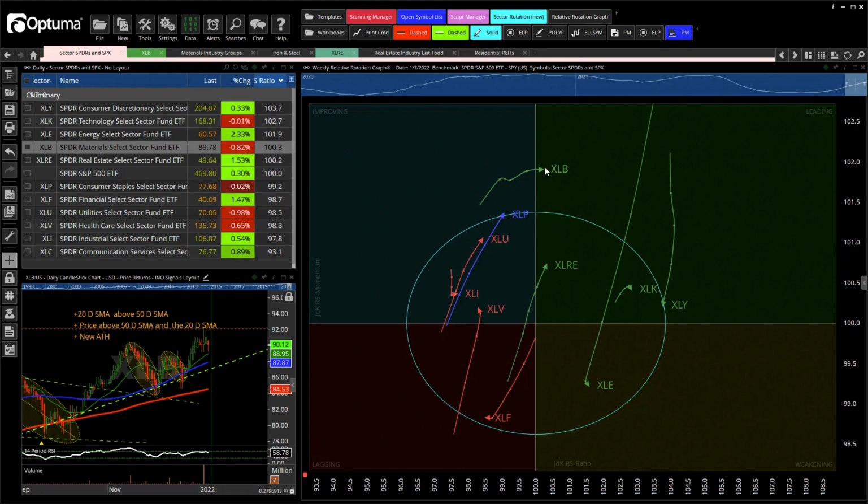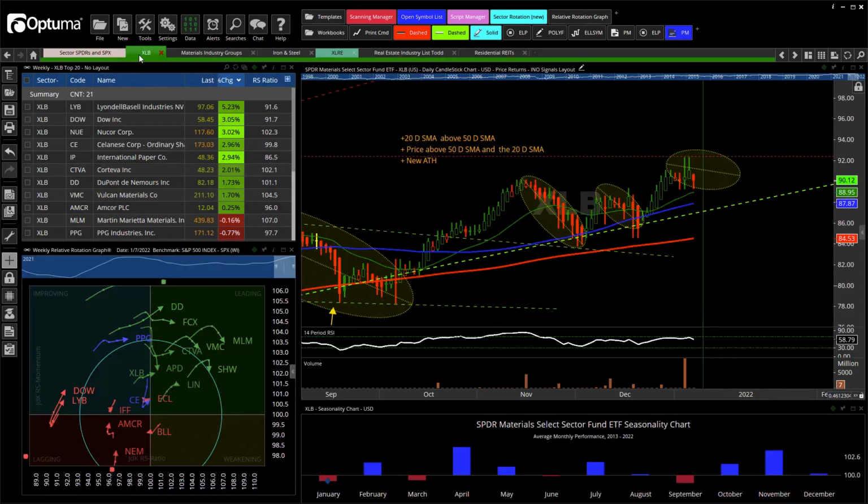So let's take a little bit closer look here. I'm going to look into the materials sector. What I have listed here in this particular rotation is the top 20 by market cap in the materials sector. There are more stocks in there than that, but I like to track the top 20 by market cap. And this plot here is a price chart of the ETF, the XLB, that tracks these stocks.